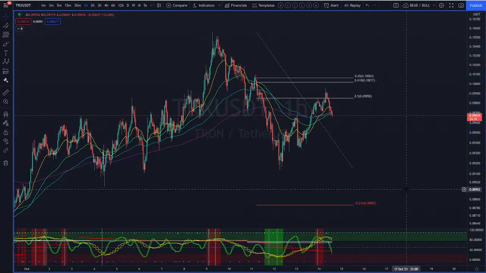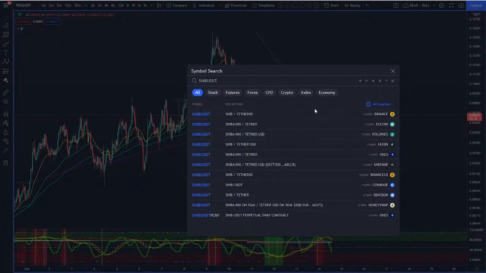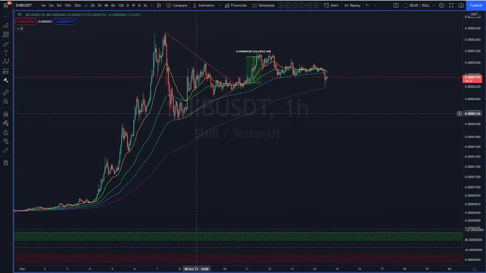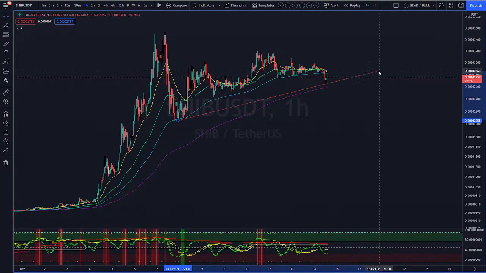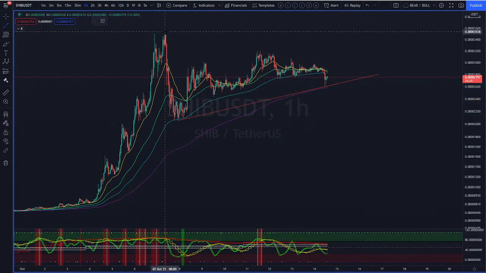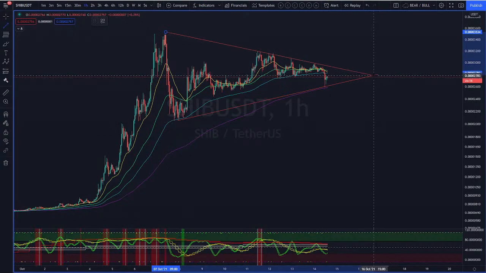Let me take a look at SHIB. SHIB is in the middle of making a massive, massive bull flag right now. So let's just talk about this for a minute. So we had this flag, which we broke out of, but now we've got to focus on this guy right here. I think SHIB is actually about ready to make another move to the upside.